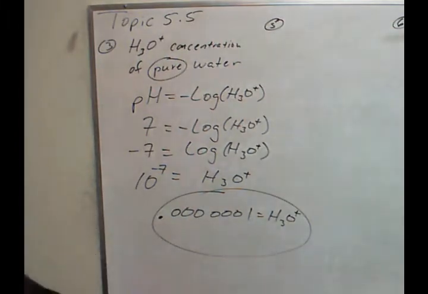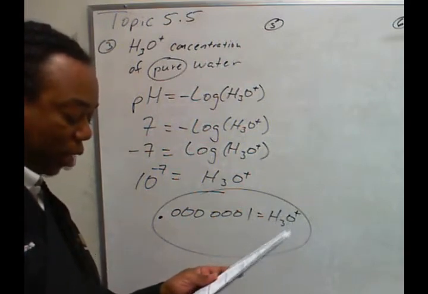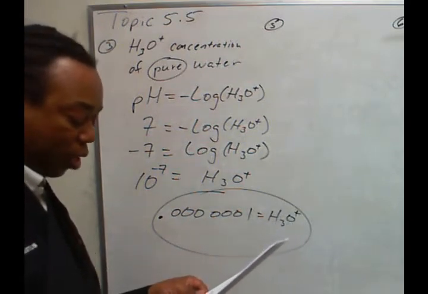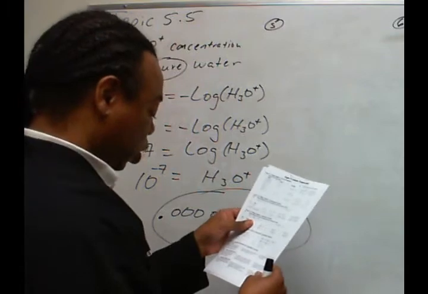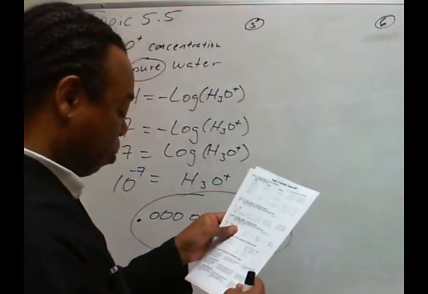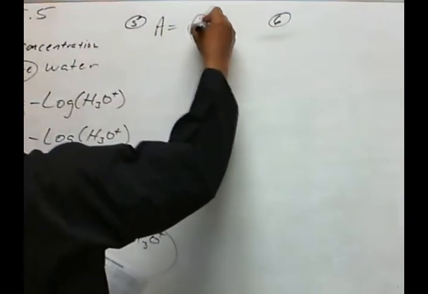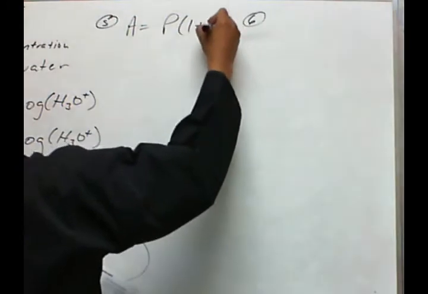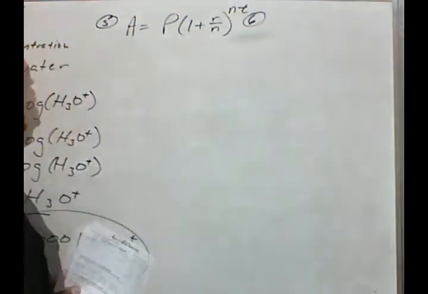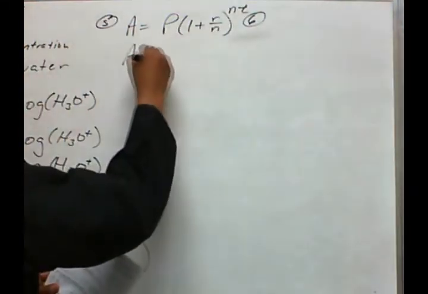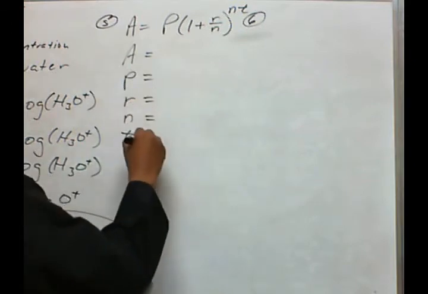Okay, number 5. We want to double our investment of $10,000. How many years would it take for the money to be compounded monthly at a rate of 9%? Since we're compounding monthly, we need our compound interest formula, which is A equals P times 1 plus the rate divided by N, all to the power of N times T. So we have to find out what A, P, R, N, and T are.